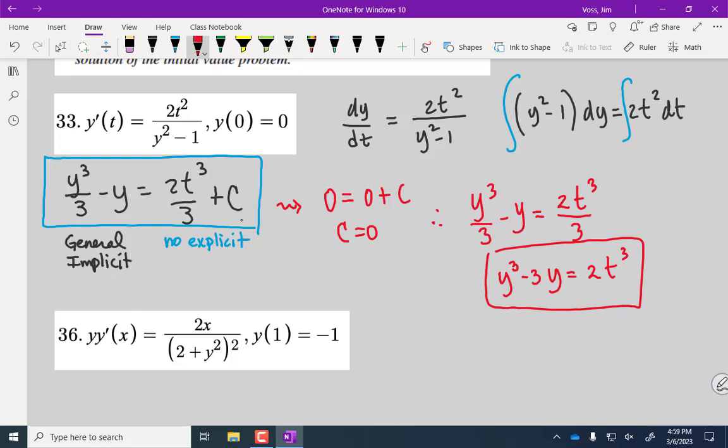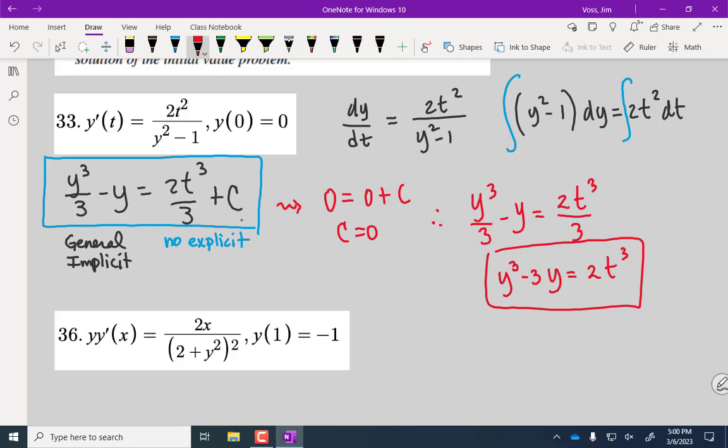Will we just know when it's going to be implicit? The question usually is going to tell you. If it says find the explicit, that means you're going to be able to get to y. If it doesn't say find the explicit, then maybe you can't get to y. And if it says find the implicit, it implies that you can't get to y by itself.